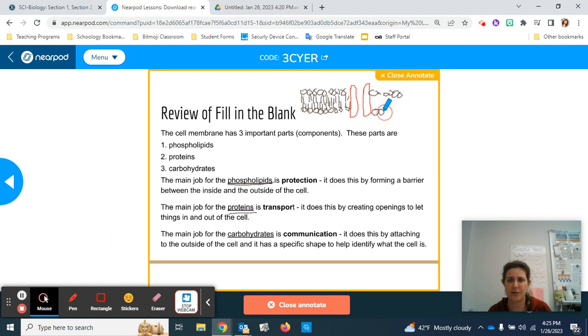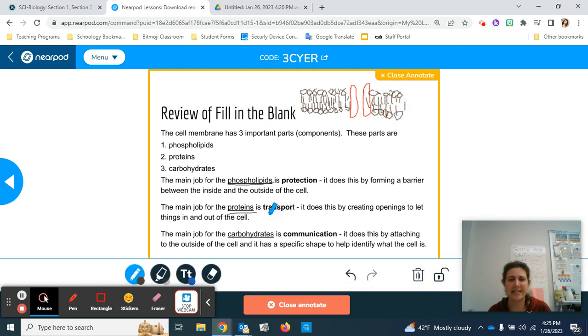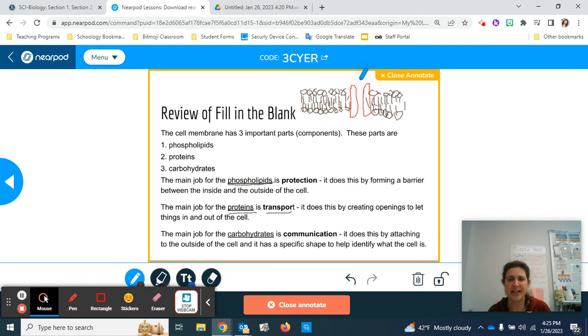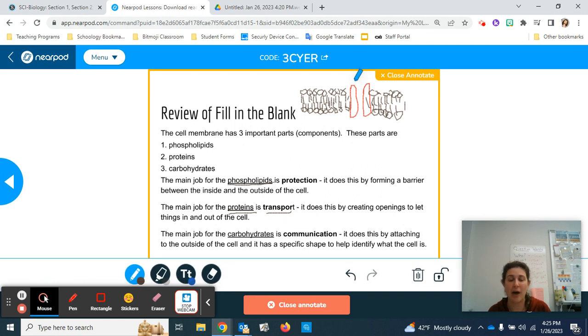So now I have more phospholipids on the other side. Oops, that shouldn't have been on the protein. So that's the job of the proteins, is transport. Things can go in and out. Larger molecules that can't fit into the cell can get there if they go through the protein channels.